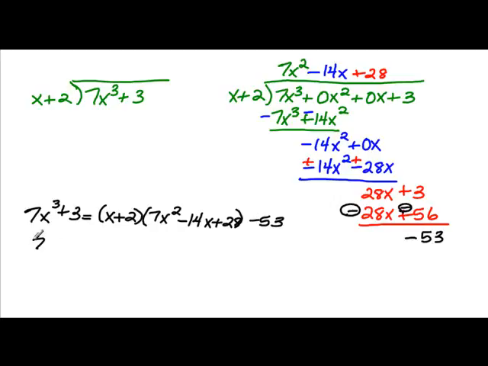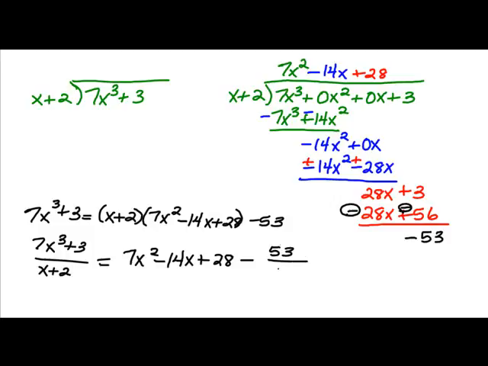Or you could say that 7x cubed plus 3 over x plus 2 is equal to 7x squared minus 14x plus 28 minus 53 over x plus 2. Okay? This first way of writing it is called the division algorithm.